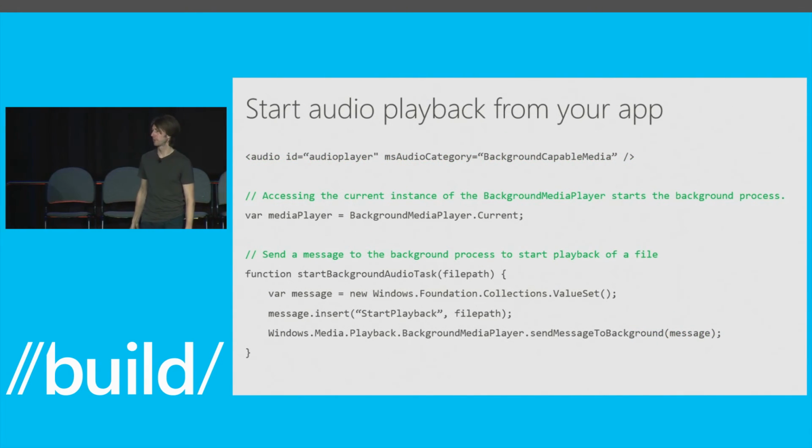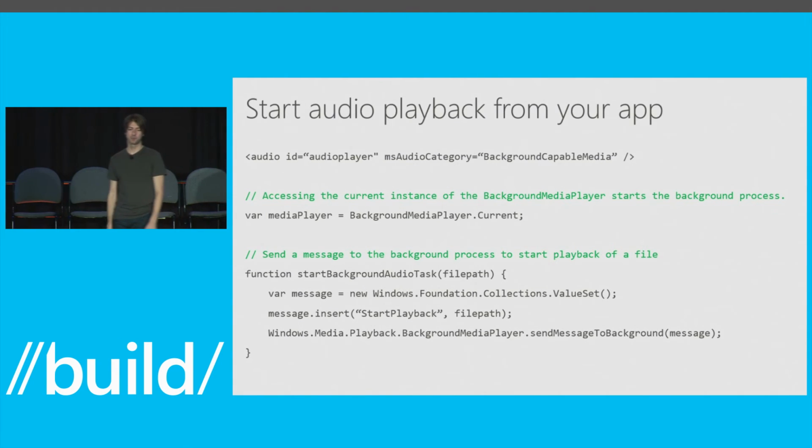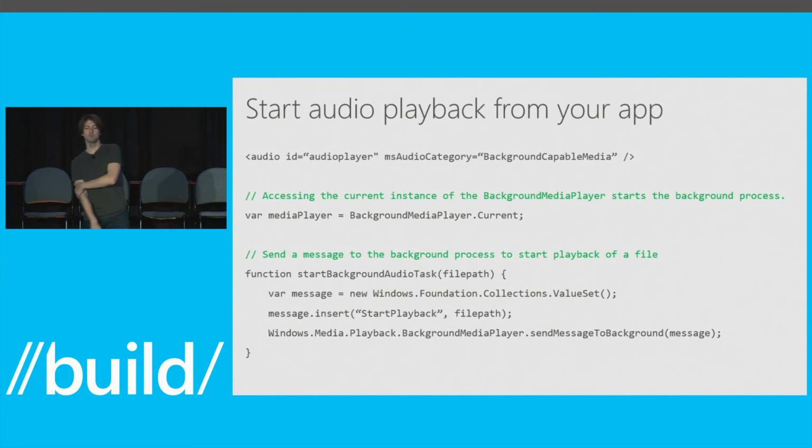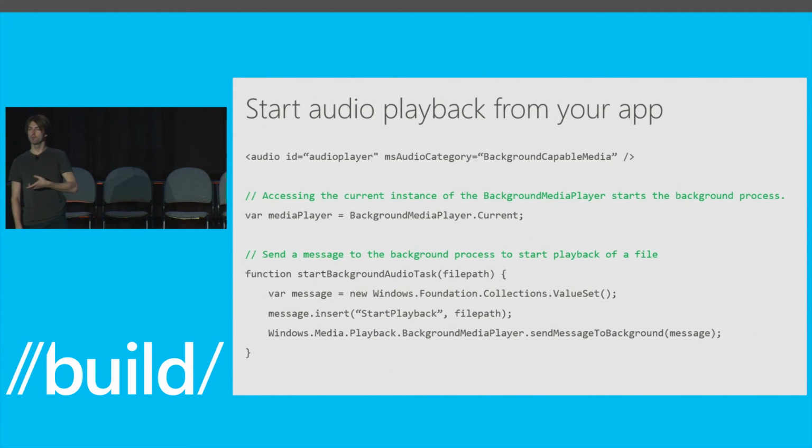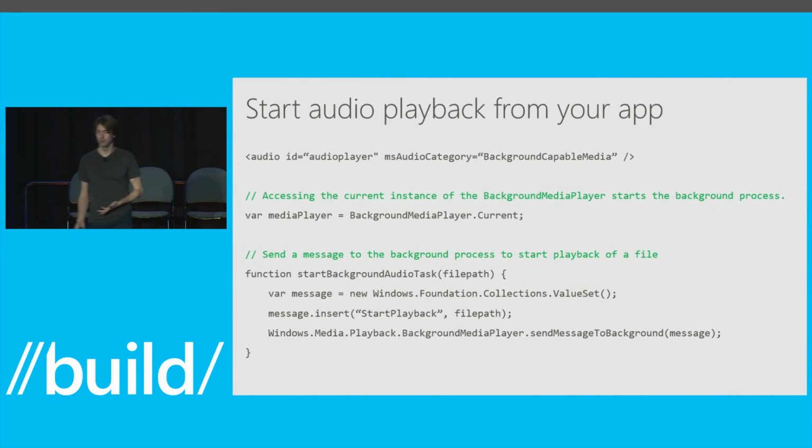So here's some simple JavaScript code that shows how your app talks to the background player. We just have a very simple audio tag, and you create a new background media player. Your background process won't start until you actually create this object, so make sure that you do that. If you're trying to pass messages to something that doesn't exist yet, you can imagine you'll run into some trouble. So make sure that you create that background media player first.